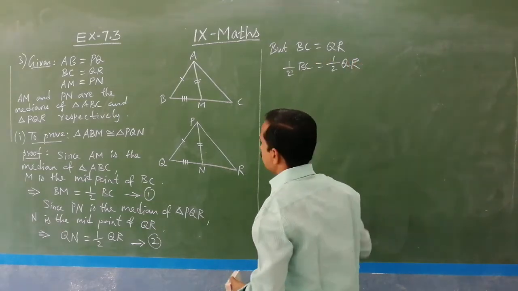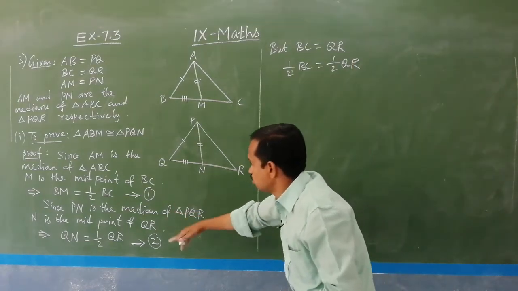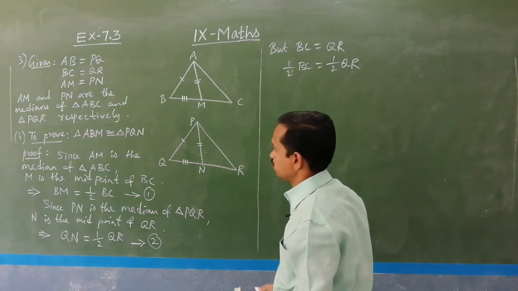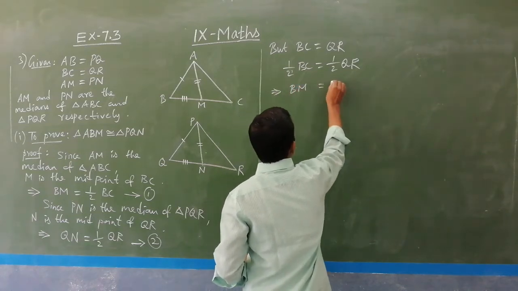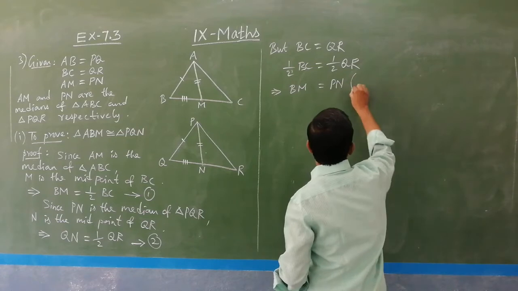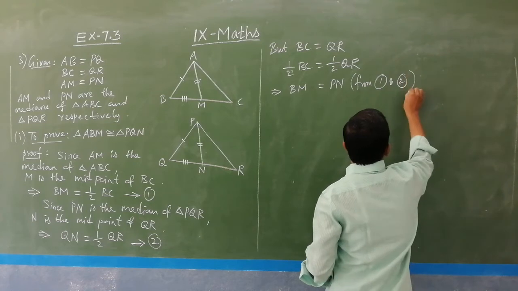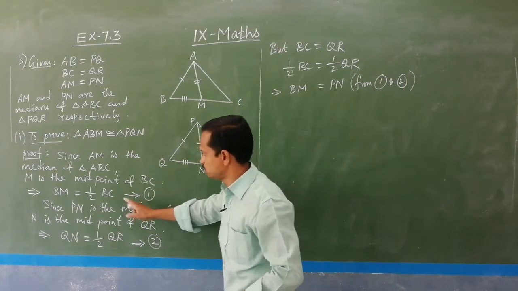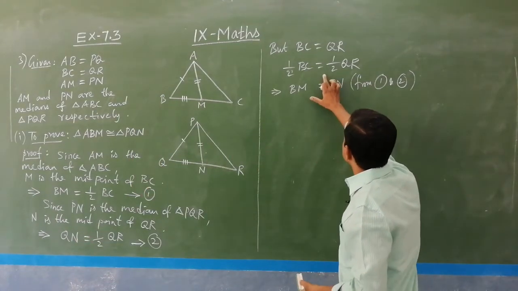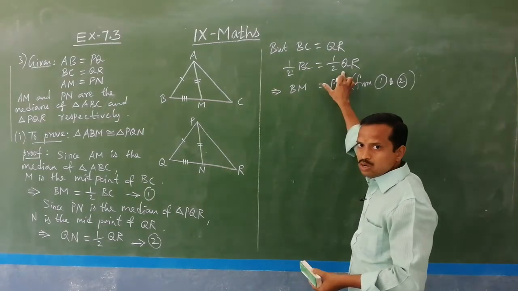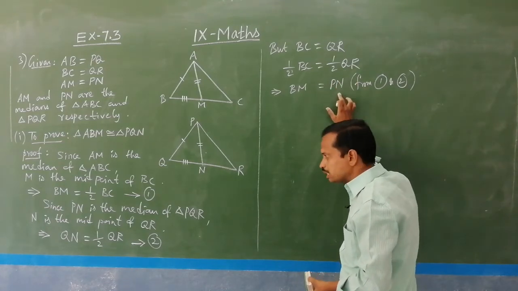Now, if BC equals QR, then half of BC and half of QR are also equal. So from 1 and 2 we can say half of BC and half of QR are equal, which means BM equals QN. Here you can write the reason from 1 and 2, because half of BC is equal to BM and half of QR is equal to QN, but we have shown that half of BC and half of QR are both equal.